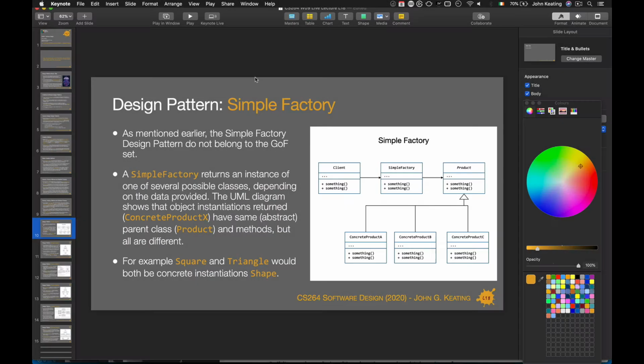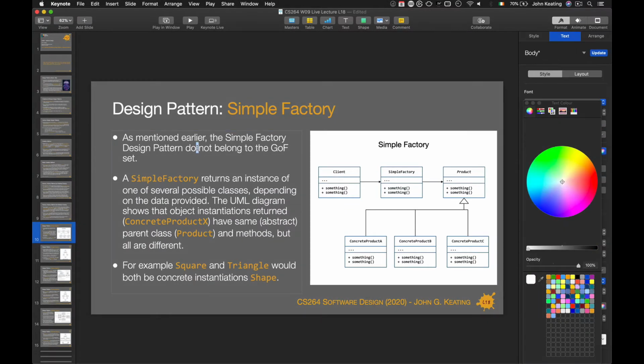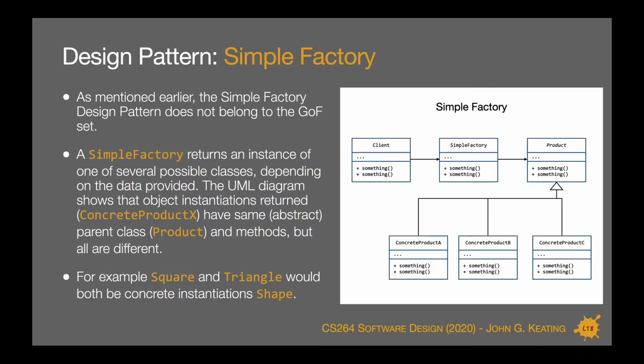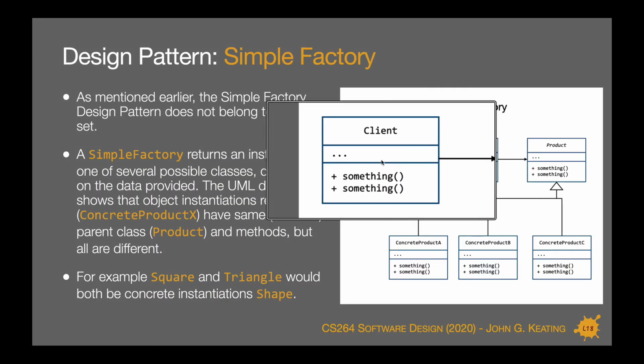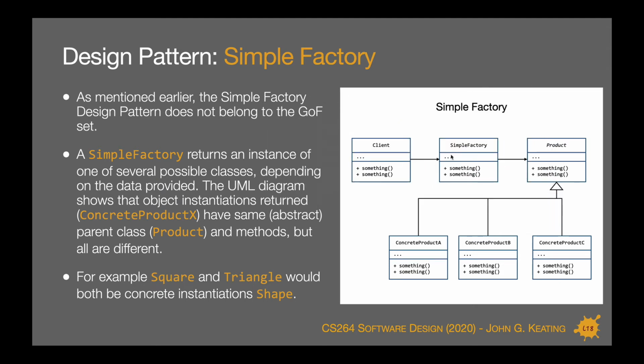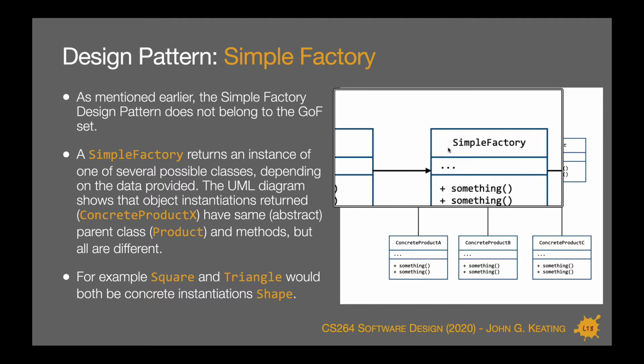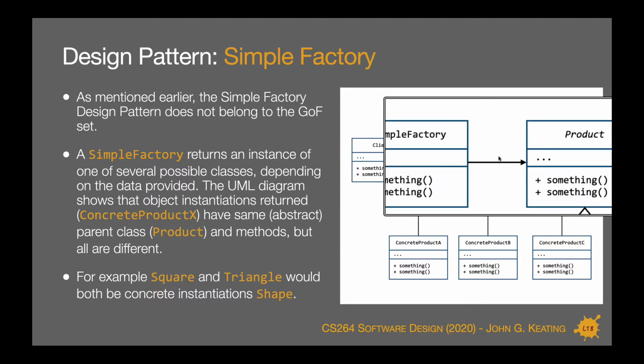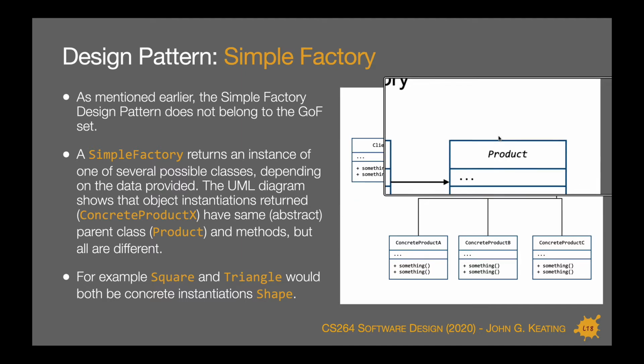It doesn't belong to the Gang of Four at all. What happens here, you can see from the client, so we have a client that has some class that does stuff, and one of the things the client does is it uses this simple factory. The simple factory then is an abstract class.